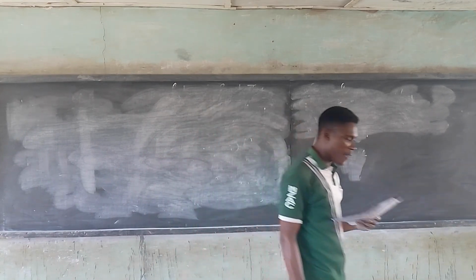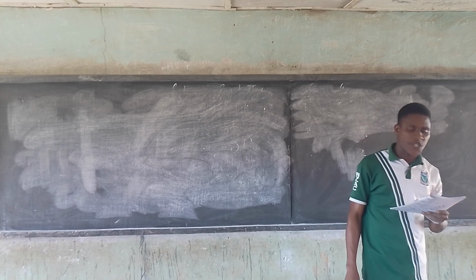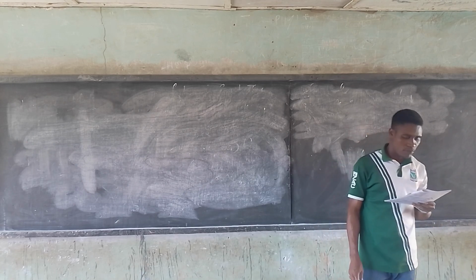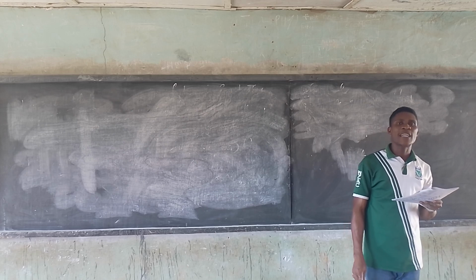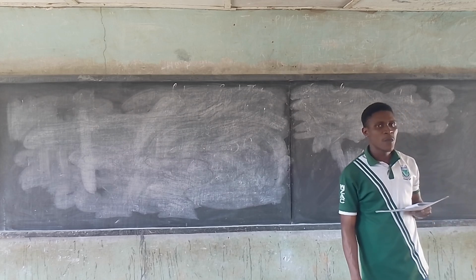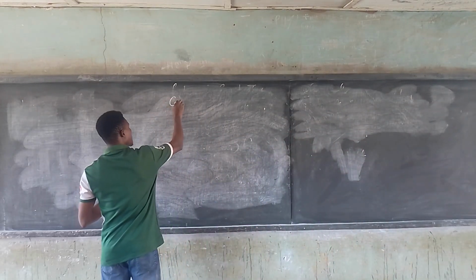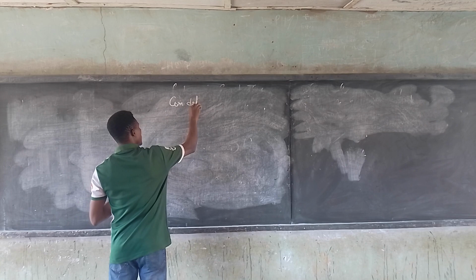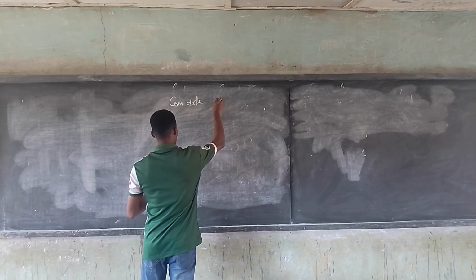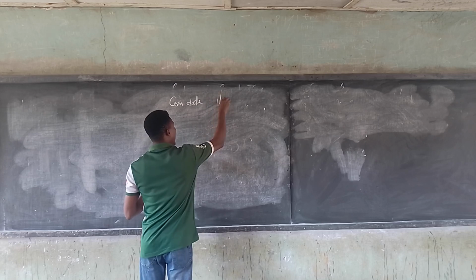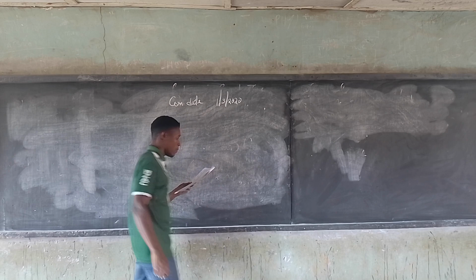XYZ Limited commenced business on 1st of March 2020 and makes up its accounts to October 31st each year. The first thing that comes to your mind is the commencement date. In this question, when does it commence business? It started on 1st of March.